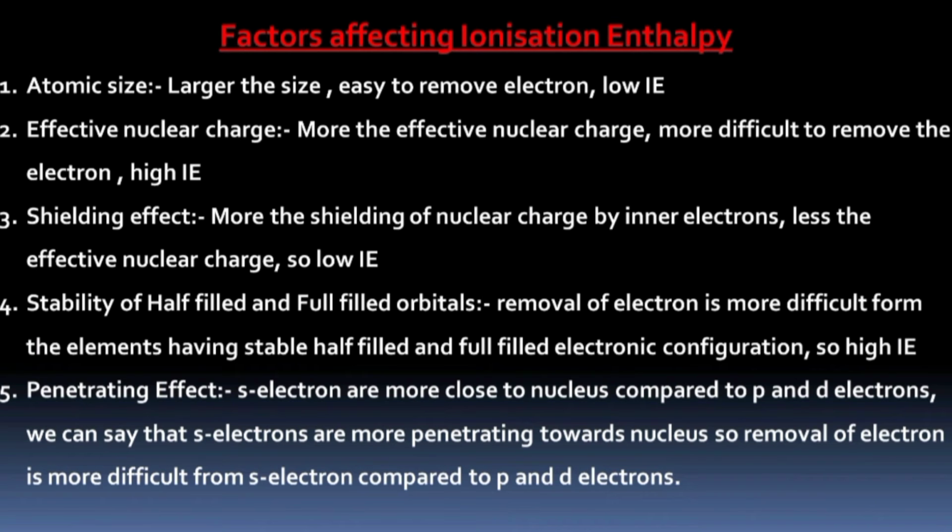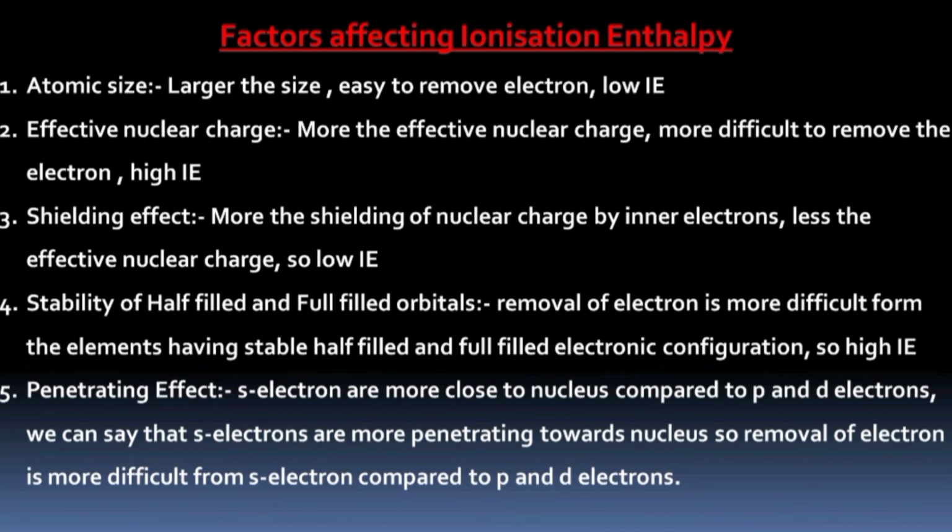So, what are the factors affecting the ionization energy? First is atomic size. The larger the size, the easier it is to remove the electron, so ionization energy is low. If size is large, the electron will be easily ejected and hence there will be low ionization energy. Second is the effective nuclear charge. The more the effective nuclear charge, the more difficult it is to remove the electron, and the higher is the ionization energy.